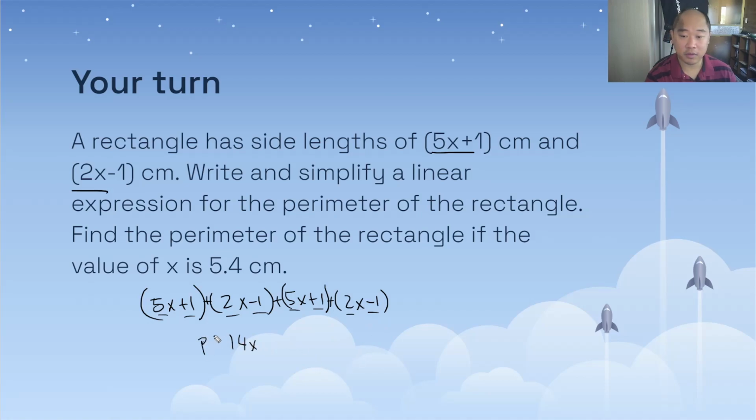This is the perimeter. Find the perimeter of the rectangle if the value of x is 5.4. So 14 times 5.4, because it's saying that x is 5.4. So we just plug 5.4 into this number, and we get something, right? 75.6 centimeters. Okay.